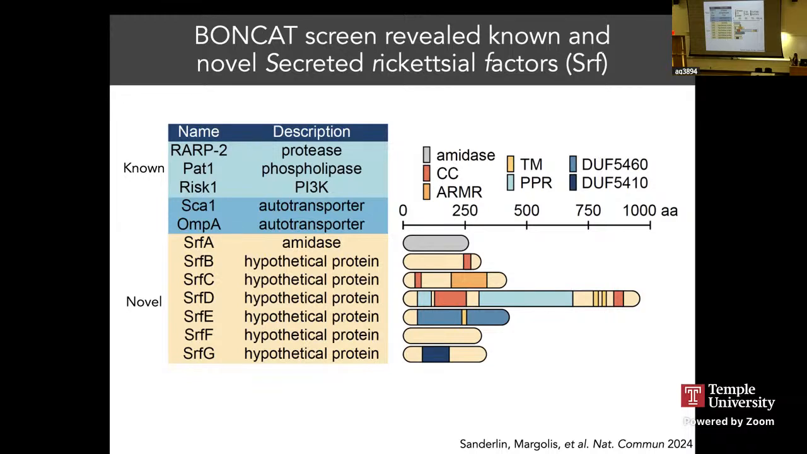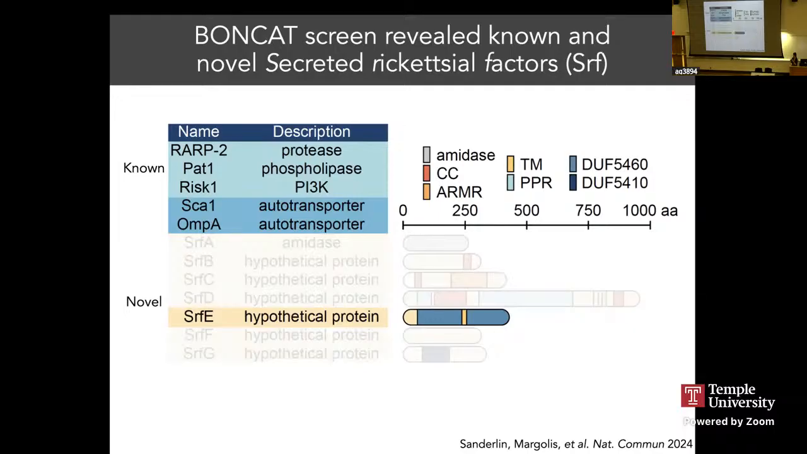And you can see they have really telling domains like coiled-coil domains or transmembrane domains, or even these lovely domains of unknown function. So they don't really tell us a lot. But why am I telling you about this? We got lucky. So we found out that this guy right here, I'm going to tell you about, seems to have a role in this nuclear invasion story, which I think is really fascinating. And again, this guy has a transmembrane domain and a domain of unknown function 5460.